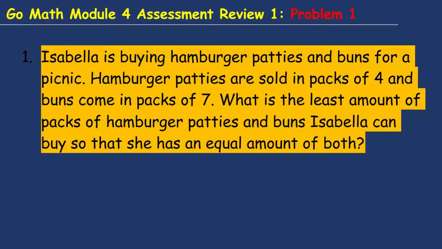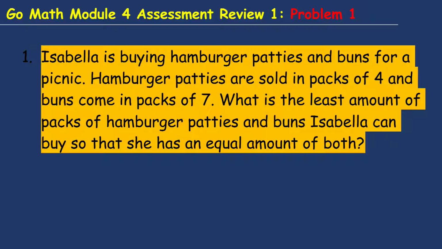It says, Isabella is buying hamburger patties and buns for a picnic. Hamburger patties are sold in packs of 4, and buns come in packs of 7. Really, Mr. Wara? Packs of 7? Are you sure you didn't just change the question here a little bit? Because I've never seen hamburger buns come in packs of 7. And you would be right, I've never heard of such a thing. However, it is our problem. What is the least amount of packs of hamburger patties and buns Isabella can buy so that she has an equal amount of both?